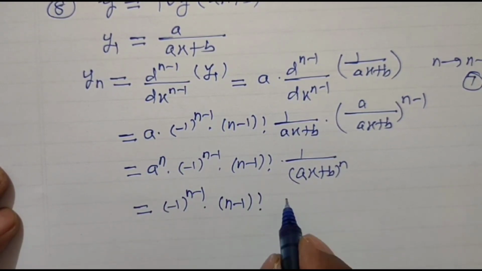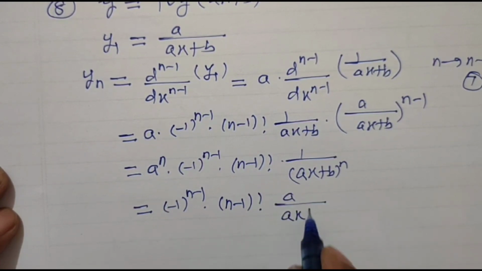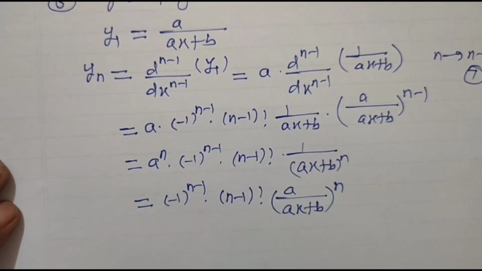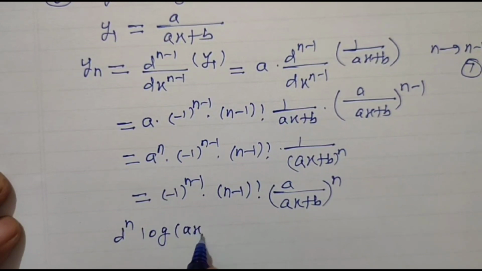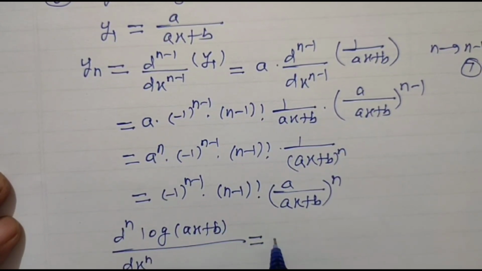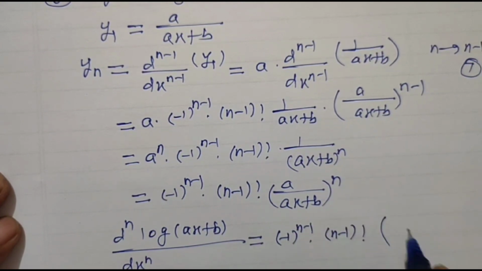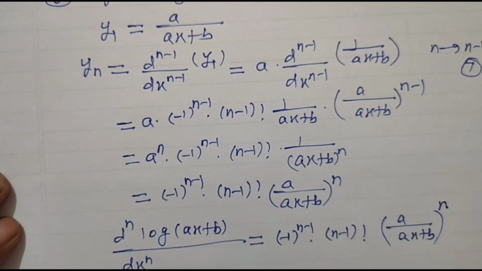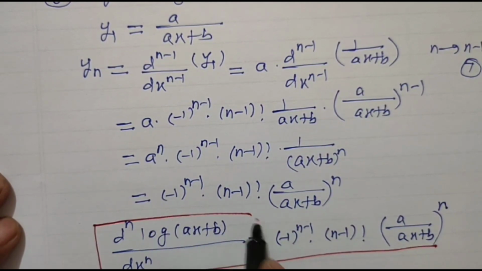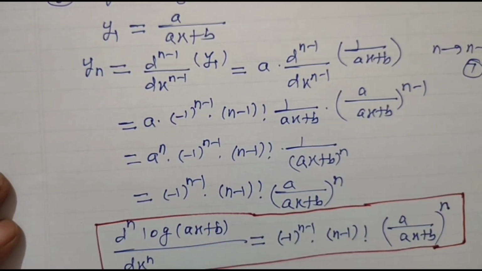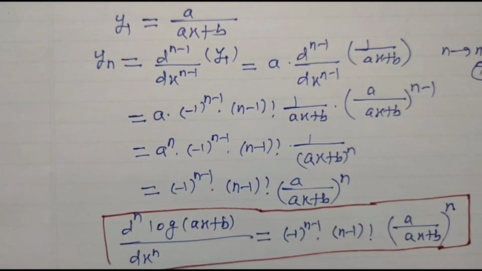factorial, and then a upon ax plus b to the power n. This is the nth derivative of the logarithmic function of ax plus b. Hence we can write the nth derivative of logarithm of ax plus b is equal to minus 1 to the power n minus 1 factorial into bracket a upon ax plus b bracket close, to the power n. Okay, this is formula number 8 which we have proved by using the result formula number 7. In this way you have to remember this as a standard formula to solve the problems.